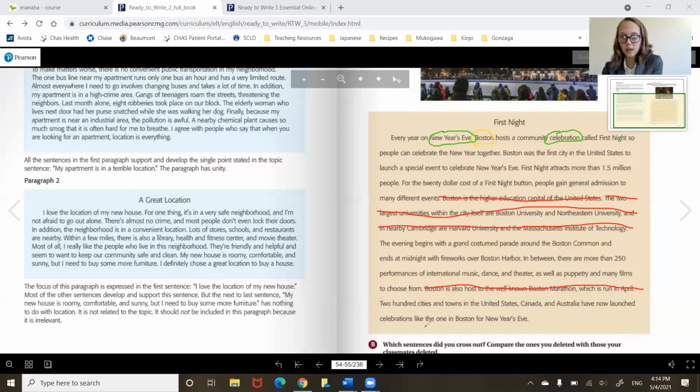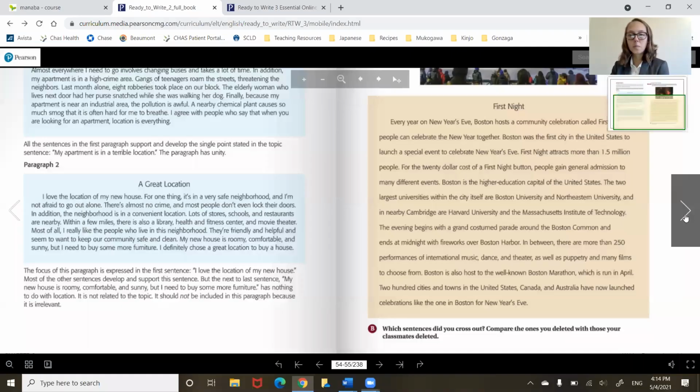200 cities and towns have now launched celebrations. Okay, so the rest of the sentences are good. And this is the conclusion, the concluding sentence, right? Okay, did you get the same answers as me? Go ahead and check that.